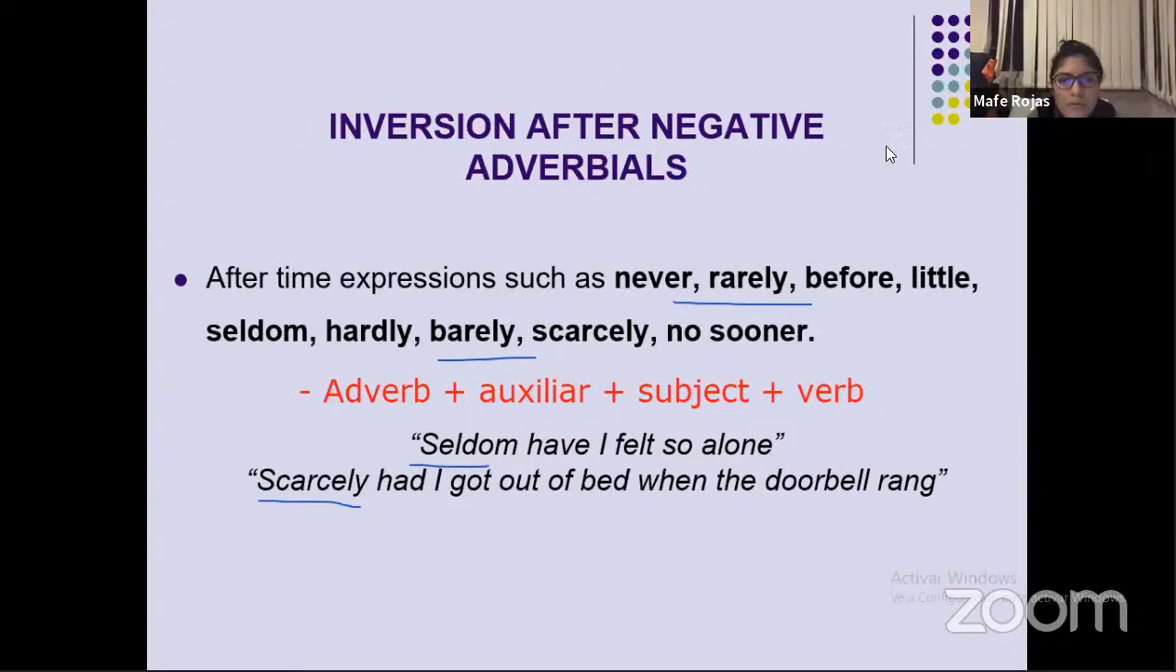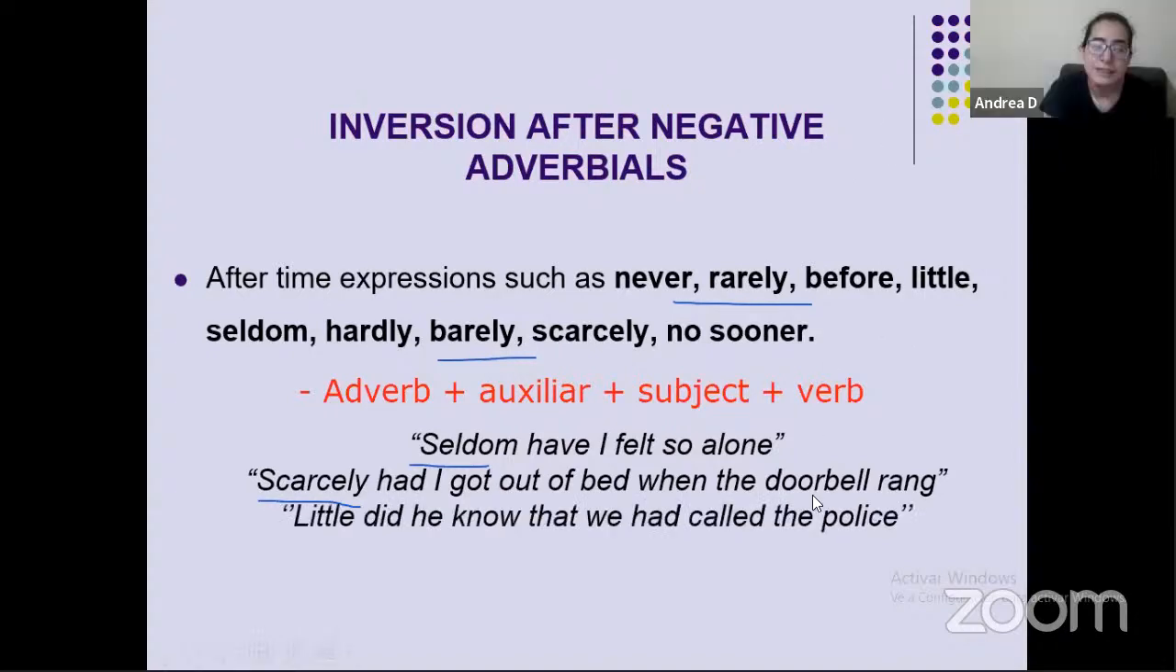Or, little did he know that we had called the police. Little did he know. That's very common, right? So little did I know that I would end up here. It's very common when you talk about unpredictable things. Like you ended up doing something different. Maybe you were planning on living in Brazil and you ended up in Panama. So you say, little did I know that I was gonna end up in Panama.